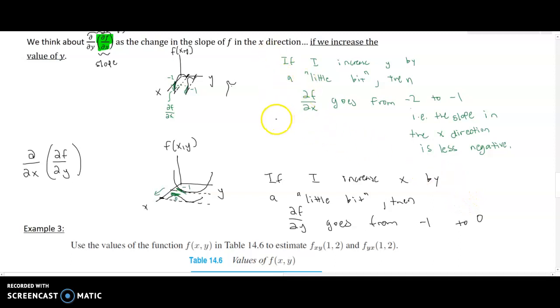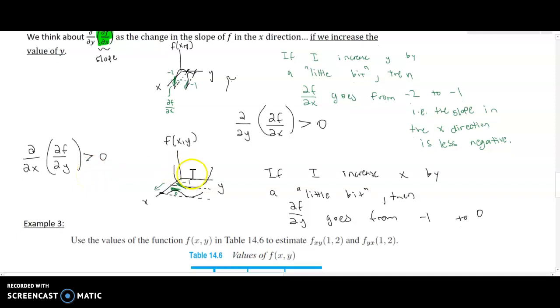So up here, what I would observe is that df dx, and the change in that, if I increase y by 1, for our particular example here, because that slope increased, I could say that this mixed partial is bigger than 0. If I increase x by a little bit, df dy goes from -1 to 0, so I can also say that this has increased, and therefore I could say that that mixed partial derivative for this drawn example also is positive. Let's now take a look at a computational example.